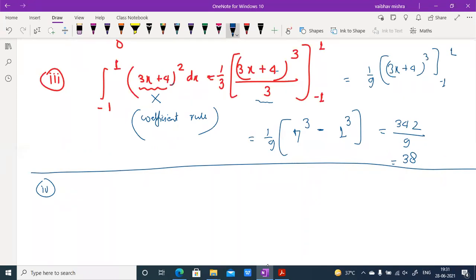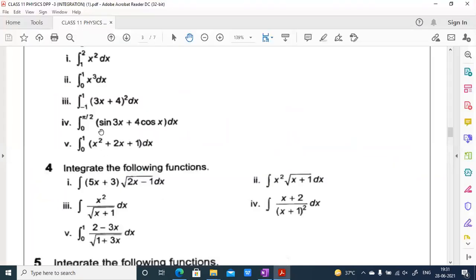Okay, wonderful. Number 4. बेटा ये समझ में आ गया था इसमें कोफिशिएंट रूल यूज करेंगे, हमने कैसे पता किया? How?